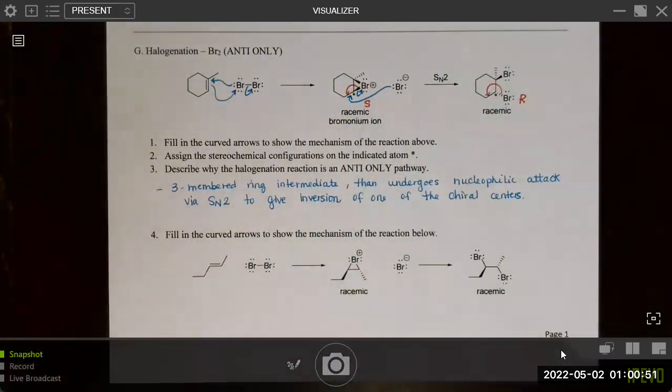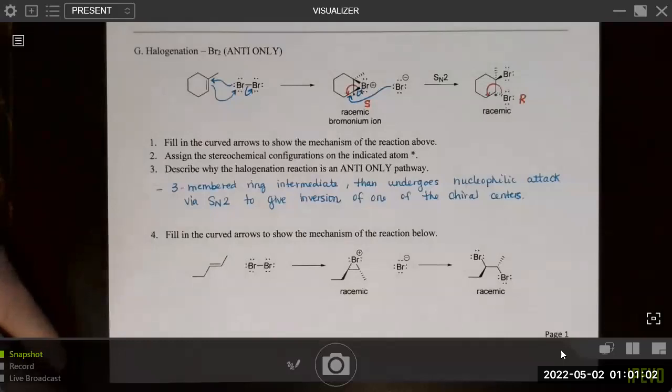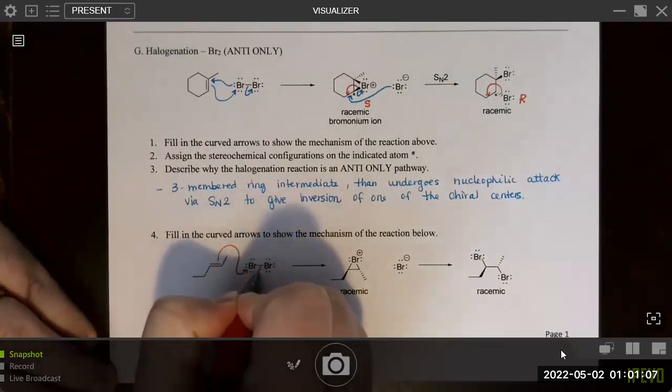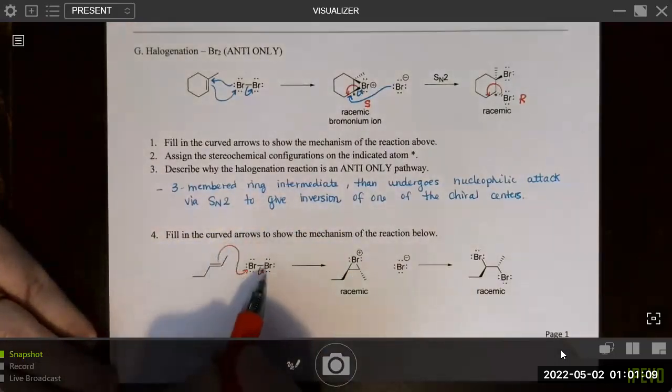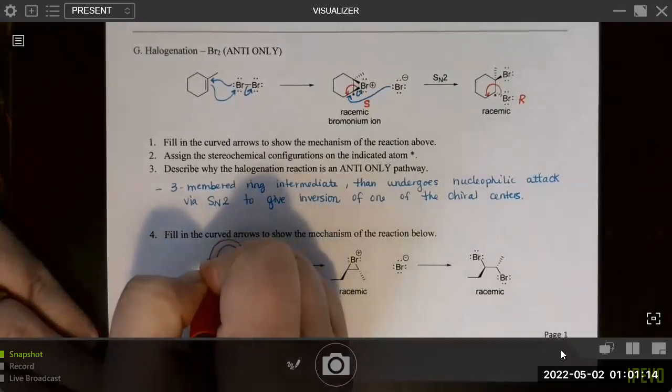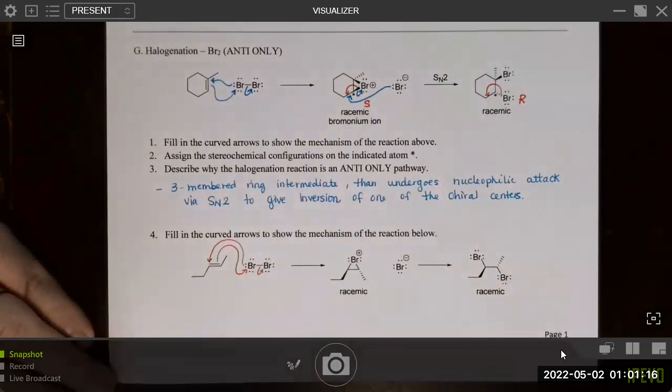Okay, so next it says to fill in curved arrows, show the mechanism of the reaction below. So we're still forming the bromonium ion, same way that we did, right? So we have the pi bond attacking the bromine, loss of a leaving group, nucleophilic attack, loss of a leaving group, and then the pi electrons coming back to form a bond with the other carbon. This forms that racemic bromonium ion.